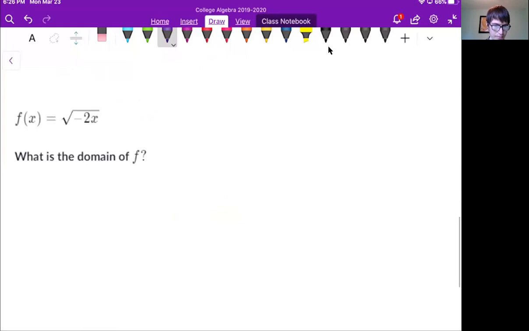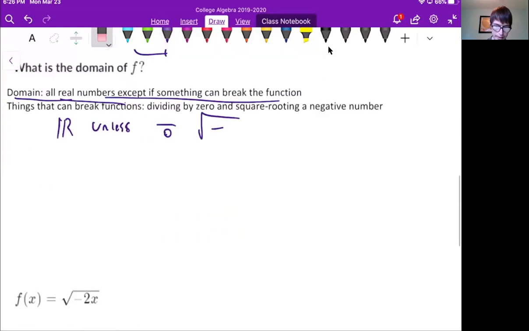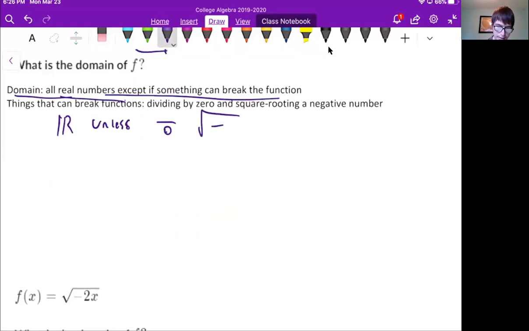Let's look at this next one. This one says the square root of negative 2x. So we can't take the square root of a negative. And here's the thing: before we go with this, let's go back up here. If you see a division sign, then you set the bottom as not equal to 0. That will be your domain.